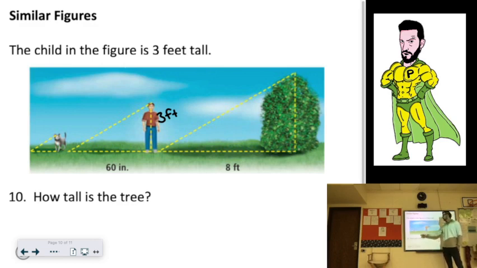How many inches are in 1 foot? 12. So if you took 60 inches, divided it by 12, that would give you 5 feet. So the kid's shadow is 5 feet or 60 inches. The kid's height is 3 feet or 36 inches, right? 3 times 12. If we were to convert 8 feet into inches, 8 times 12 is 96. So you can work in either one, but if you're using inches on one, use inches on the other. If you're using feet on one, use feet on the other. How tall is the tree?